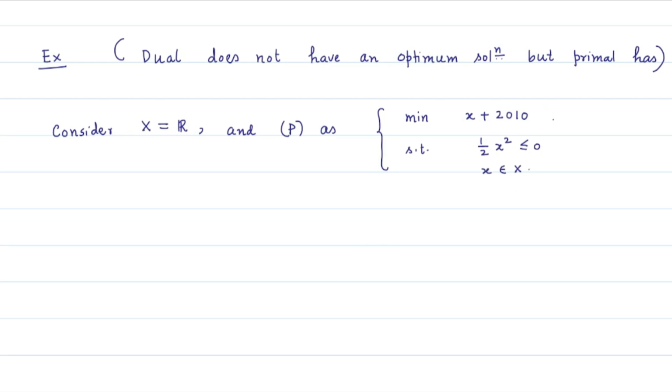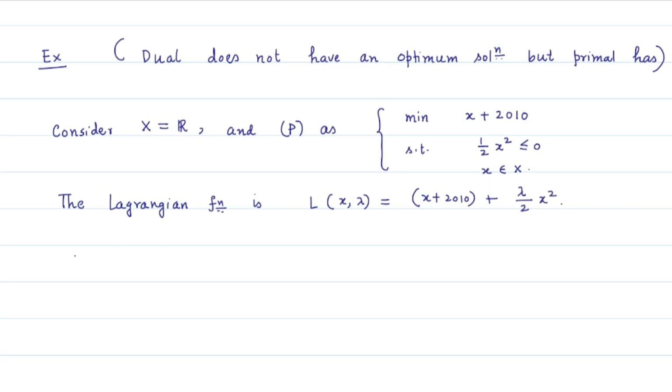Note here that this primal problem has an optimum solution, because trivially the point x equal to 0 is an optimum solution. But for this problem P, the dual problem has an objective function given by the following calculation. The Lagrange function for this problem P is given by L(x, lambda), which is equal to x plus lambda times half of x squared.